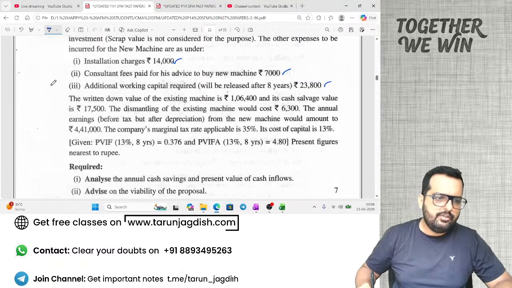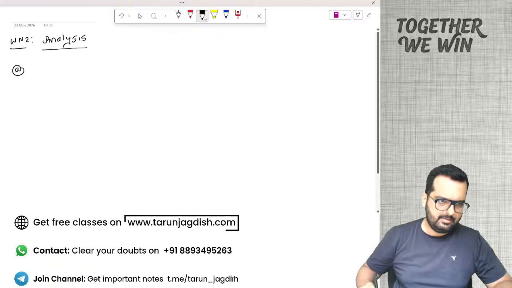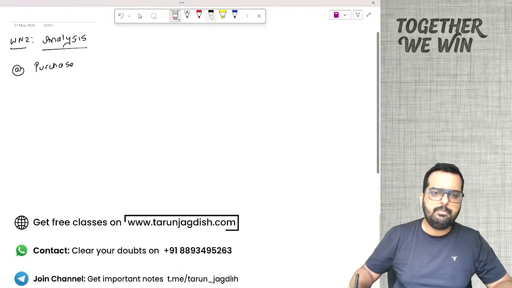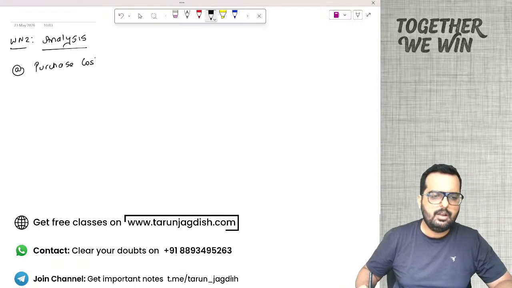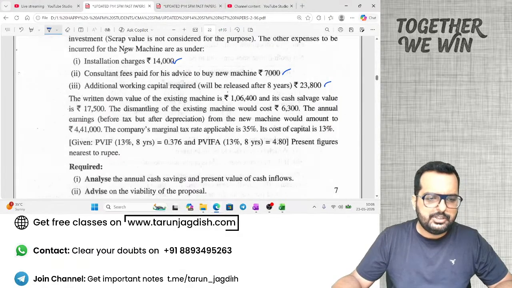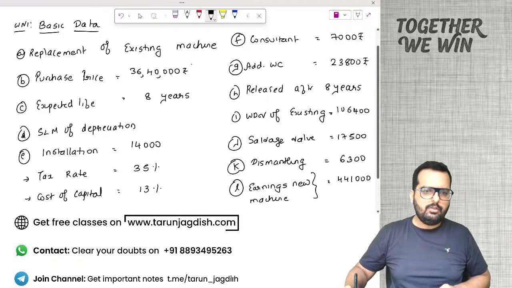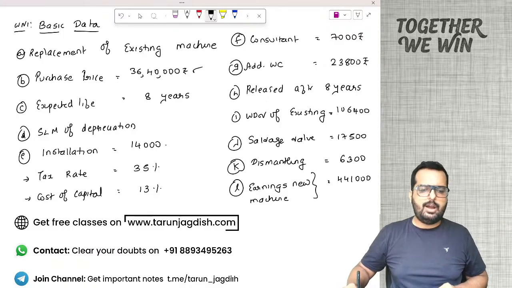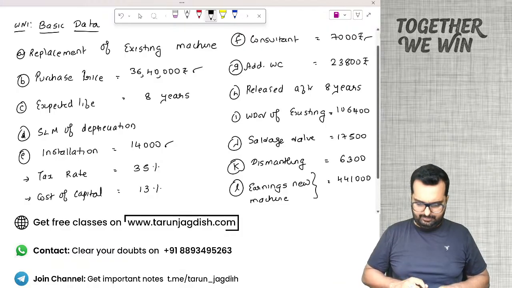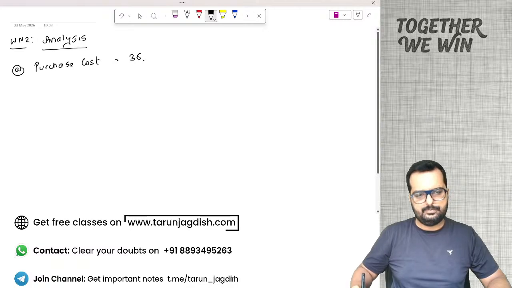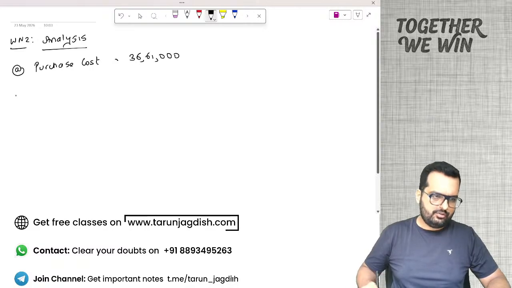Purchase cost: the first thing we will do is this. The purchase cost will not be the buying cost of the machine alone. Along with the buying cost of 36,40,000, we will have to add 14,000 plus 7,000. That will be 36,61,000. This is the total cost.